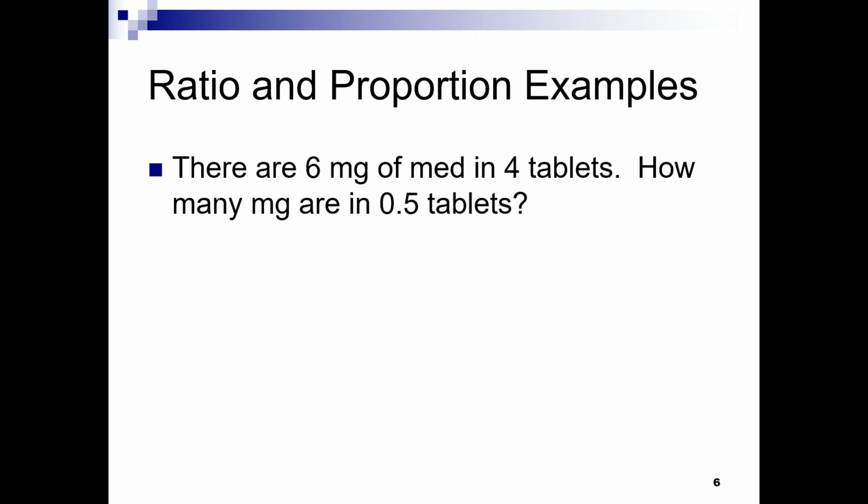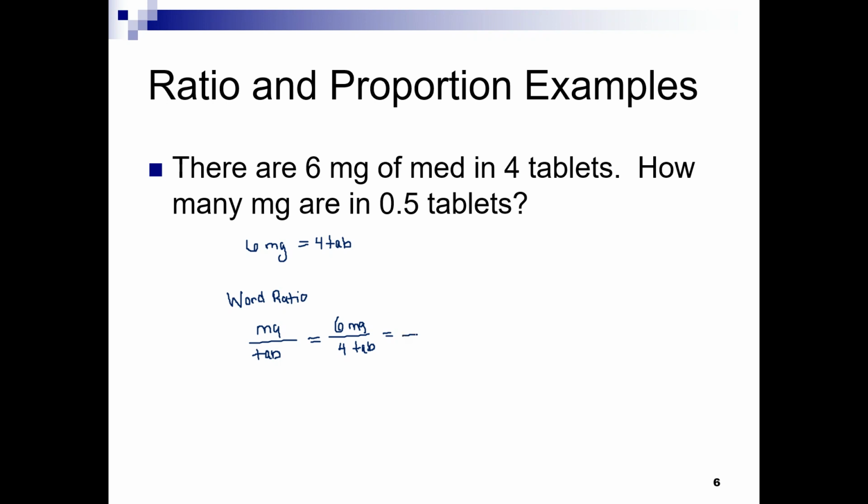So for this one, I read at the first sentence, 6 milligrams of med in 4 tablets. So 6 milligrams equals 4 tablets. They are equivalent. So I'm going to make my word ratio have milligrams over tablets. So I have to match that the whole way through my setup. So from the first sentence, 6 milligrams equivalent to 4 tablets.